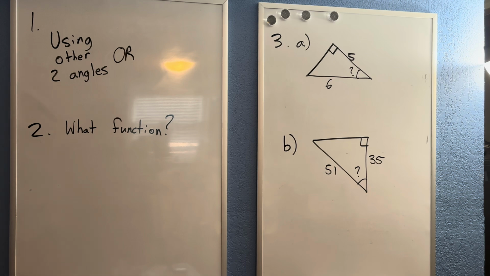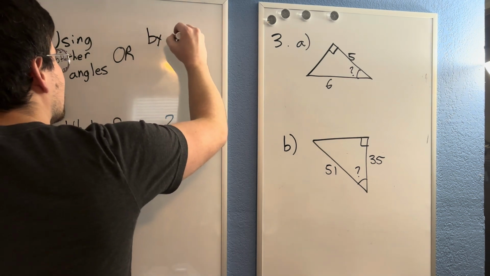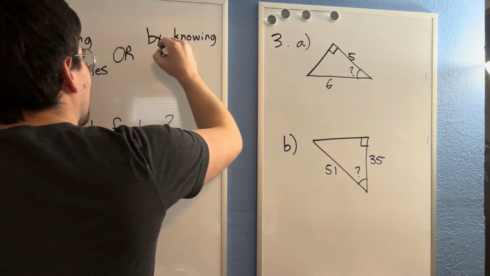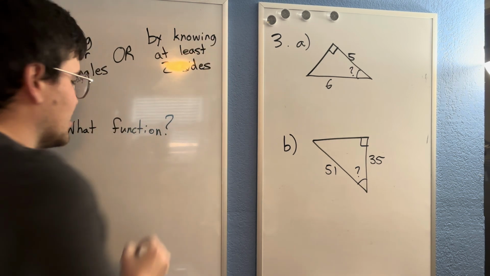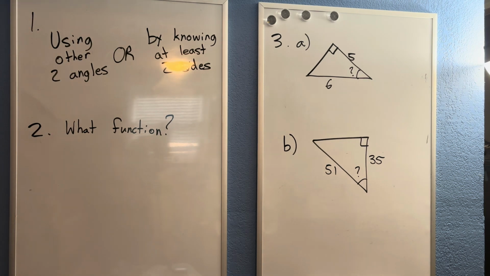The way that I can find the other 2 angles is by knowing at least 2 sides. So we're going to talk about that second way today. If I know at least 2 sides, and sorry about the light there, I got a shadow on it. Knowing at least 2 sides, if I want to use that way, by knowing 2 sides to find the missing angle, I'm going to still use my SOHCAHTOA functions, my sine, my cosine, and my tangent.